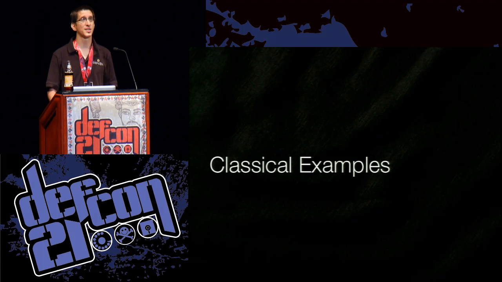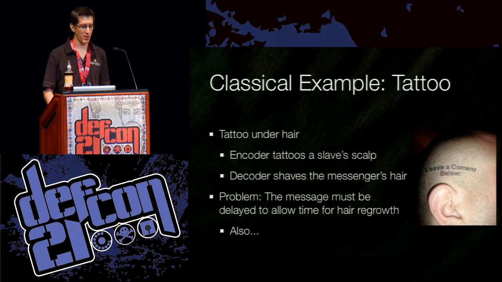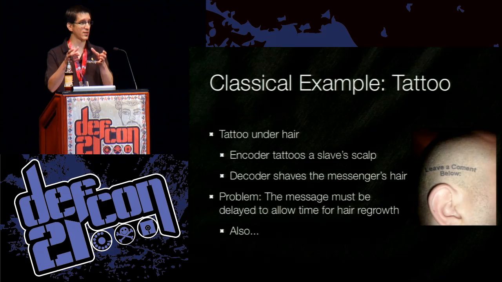So let's go through some classical examples. First example I want to show is a tattoo. Somebody would take one of their slaves, and again, this is back in the day when people had slaves. They would shave the scalp, tattoo a message on the scalp, and wait for the hair to regrow. They'd send the slave over to the recipient with a package, and when they'd find some private time, they would shave the head and read the message. So it looks like the slave is going there to deliver a package, but in reality there's a whole hidden message under the hair.